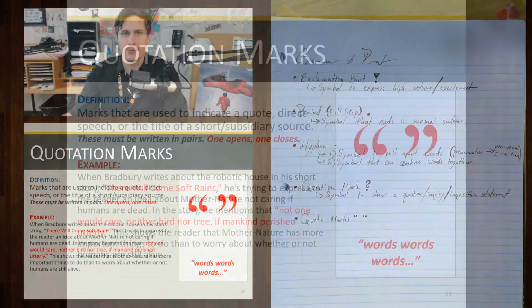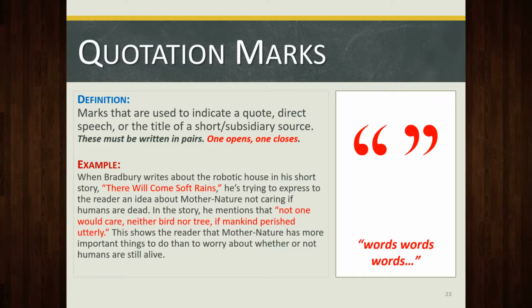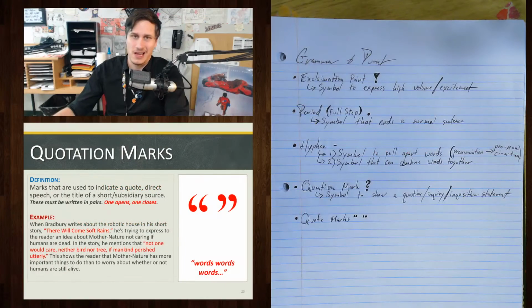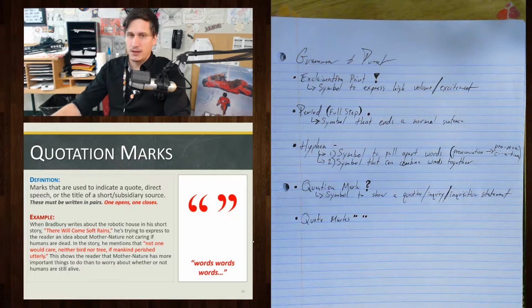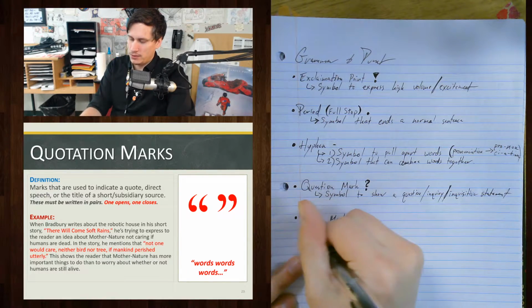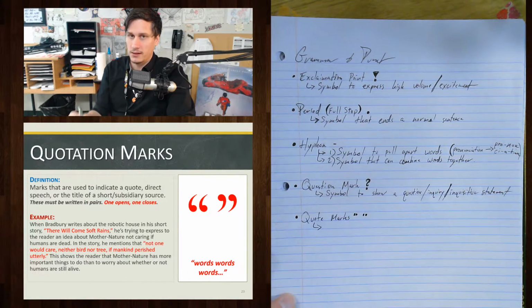Take a look at my example here. So, when Bradbury writes about the robotic house in a short story, quote, There Will Come Soft Rains, quote, he's trying to express blah, blah, blah, blah, blah. Quotes actually do two different things, if you didn't know this. The first thing that they do is that they are used to show dialogue in like a story.